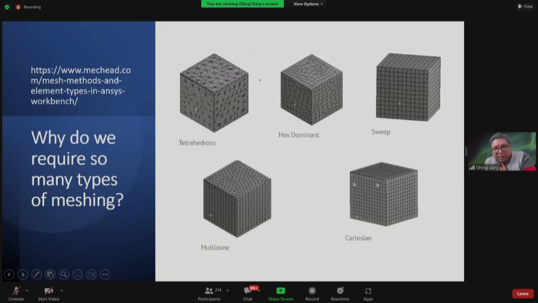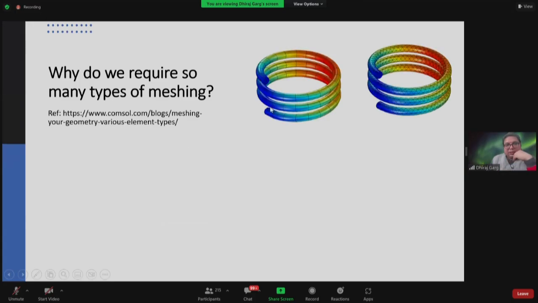Like in this case, much less, whereas here it is much higher in these cases. So while you will get the same result, the computational time may be too high. Okay, so that is the thing. Another thing is this geometry.